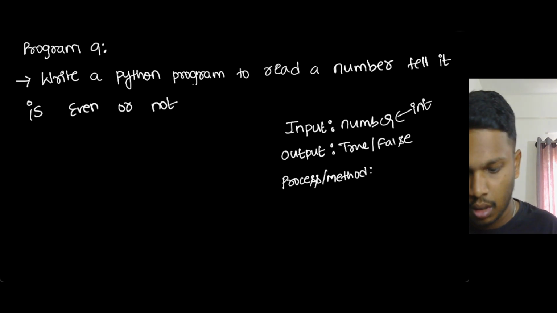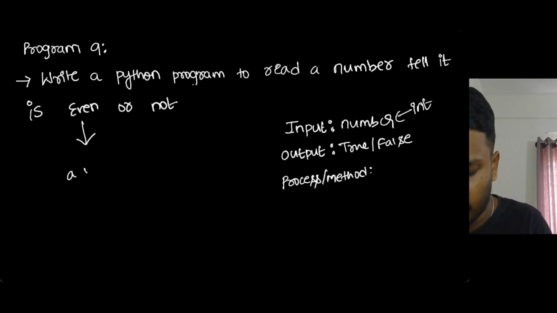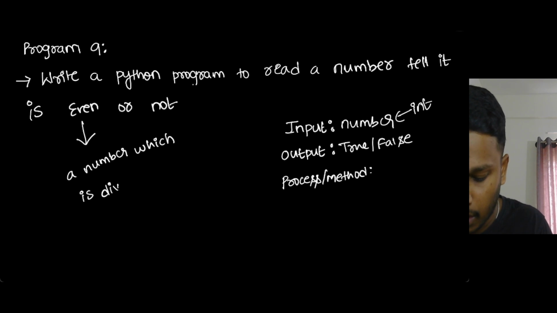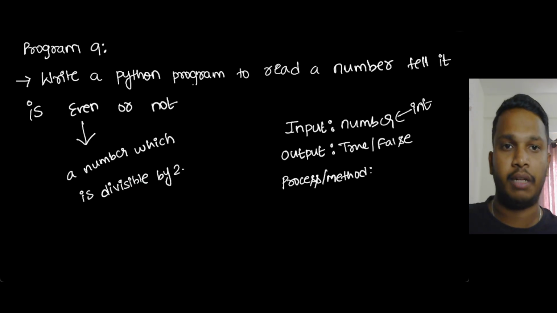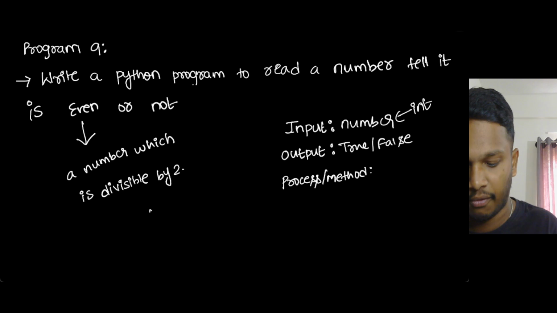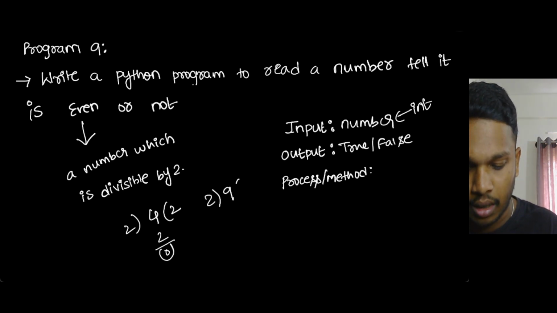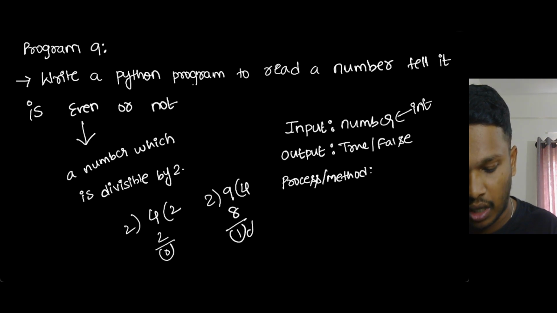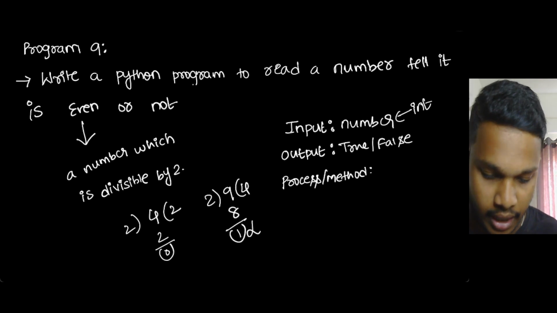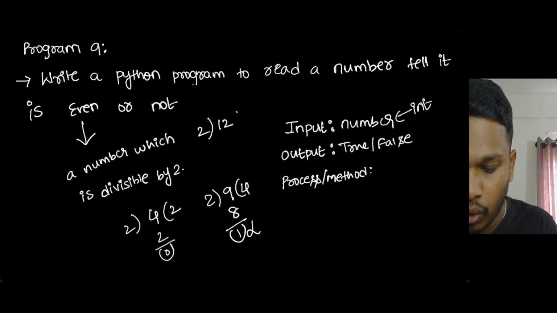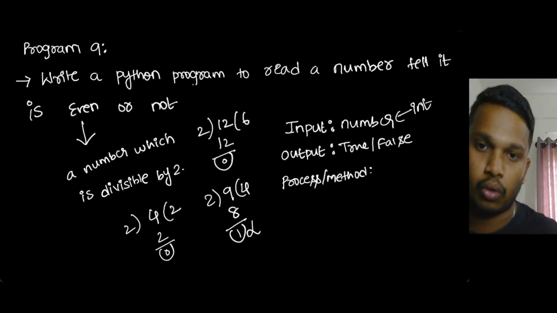Now, what is an even number? A number which is divisible by 2 is known as an even number. For example, 4. How will you tell if it is divisible? 2 twos are 4, remainder is 0, so it is divisible. Again, 9: 2 fours are 8, remainder 1. It is not divisible, so 9 is not an even number. Similarly, 12: 2 sixes are 12, so the remainder is 0, and 12 is an even number.